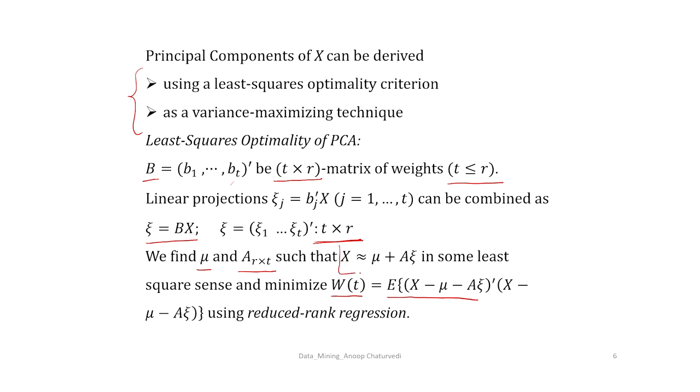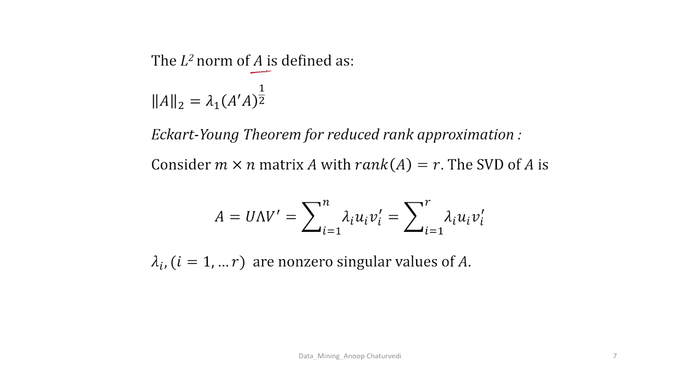So, you are approximating x by mu plus A psi. So, how much error is there? X minus mu minus A psi. And then your least square criterion is, you take x minus mu minus A psi transpose, x minus mu minus A psi, take expectation of this and then you minimize it with respect to the parameters. And for that purpose, we use reduced rank regression. Now, L 2 norm of A is defined as lambda 1 of A transpose A to the power half, where lambda 1 is the maximum eigenvalue of A transpose A to the power half.